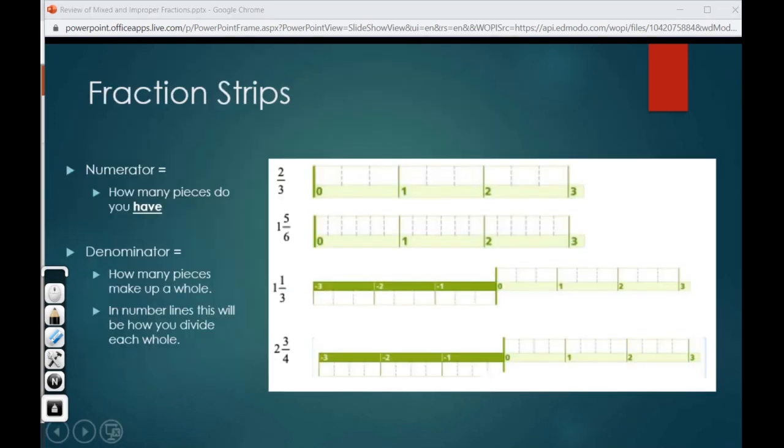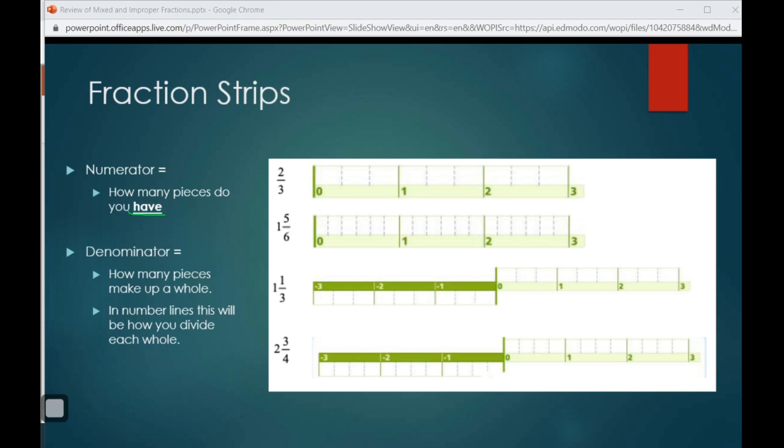The next thing that we need to review and go over is using fraction strips to represent equivalent fractions. This is something we really struggled with in our last couple classes. Your numerator will always be how many pieces you have. Your denominator, which is your bottom number, is how many pieces make up a whole.